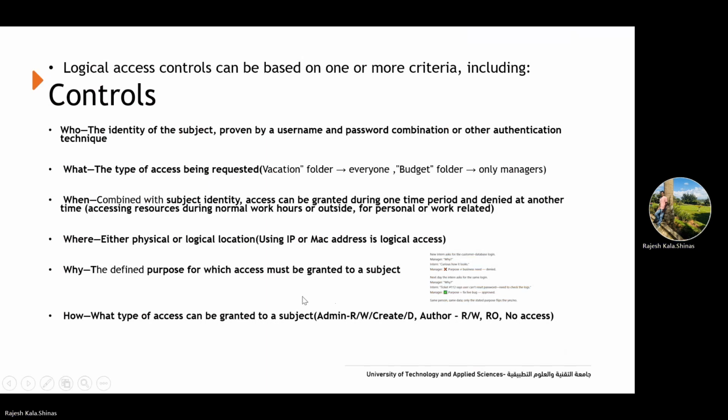Then how: what type of access can be granted to a subject? There are four types: admin, author, read-only, and no access. Admin means he has all the permissions: read, write, create, and delete. Author means he has just read and write permission. Then we have read-only permission. Last one, no access: they can't do anything, no reading, no writing, no opening, no creating, nothing. These are the different types of logical access controls.